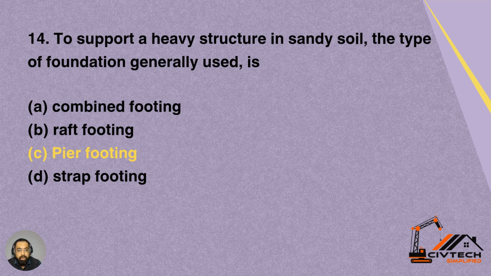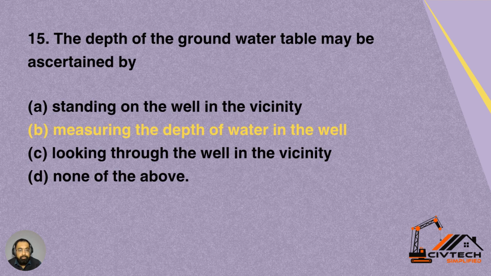Question 14. To support a heavy structure in sandy soil, the type of foundation generally used is: A, combined footing; B, raft foundation; C, pier foundation; D, strap footing. To support a heavy structure in sandy soil, the type of foundation generally used is pier foundation. Option C is correct.